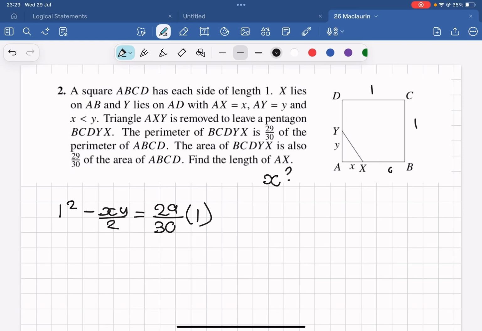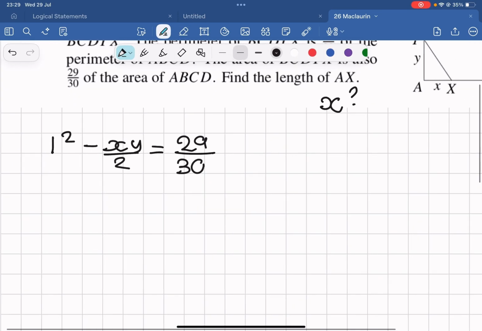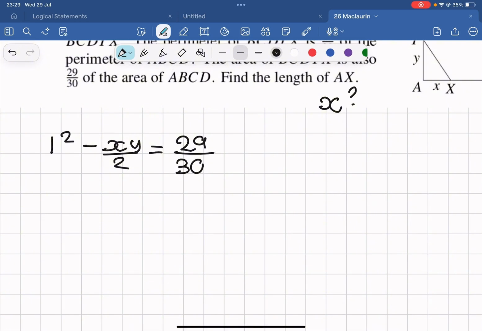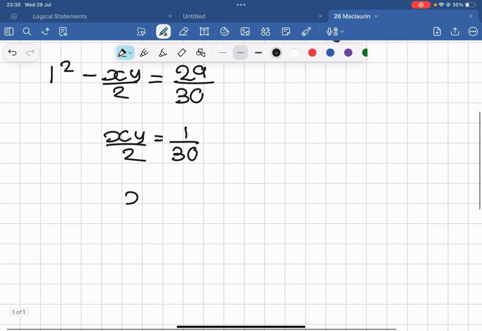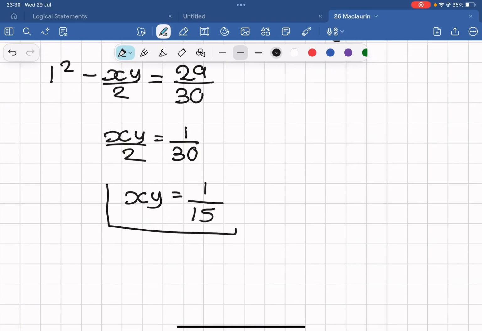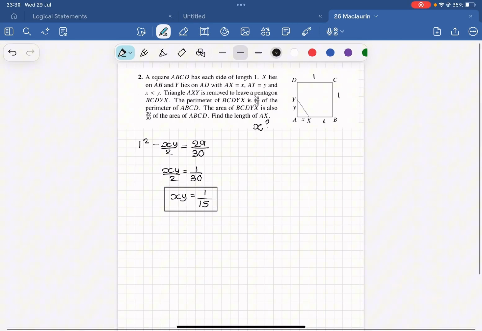So let's just neaten this up. We have xy over 2 equals 1 over 30, which means xy equals 1 over 15. Nice and easy. Alright, let's put a box around it because it seems to be quite important.